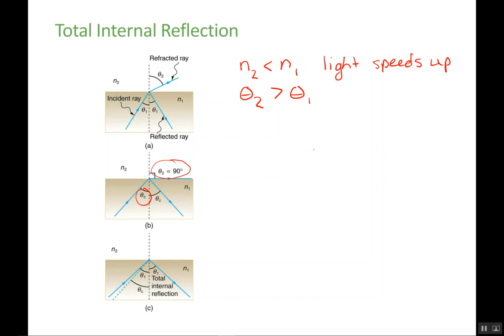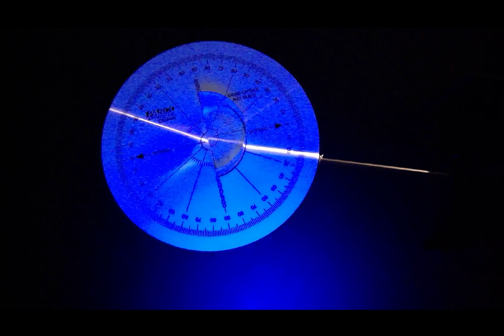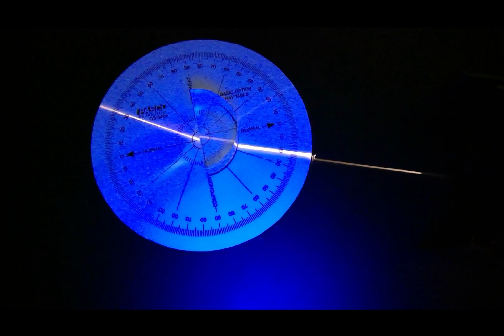So even if you're dealing with two completely transparent materials, the angle of incidence can be sufficiently large in a situation like this, where the light is speeding up when it exits, that none of the light exits at all. You get what's called total internal reflection. All of the light gets reflected. So let me demonstrate this, total internal reflection.